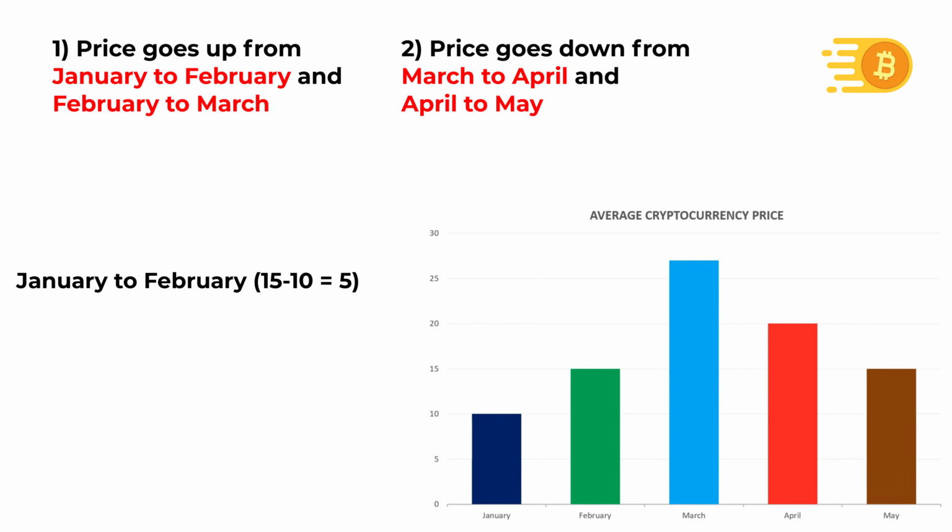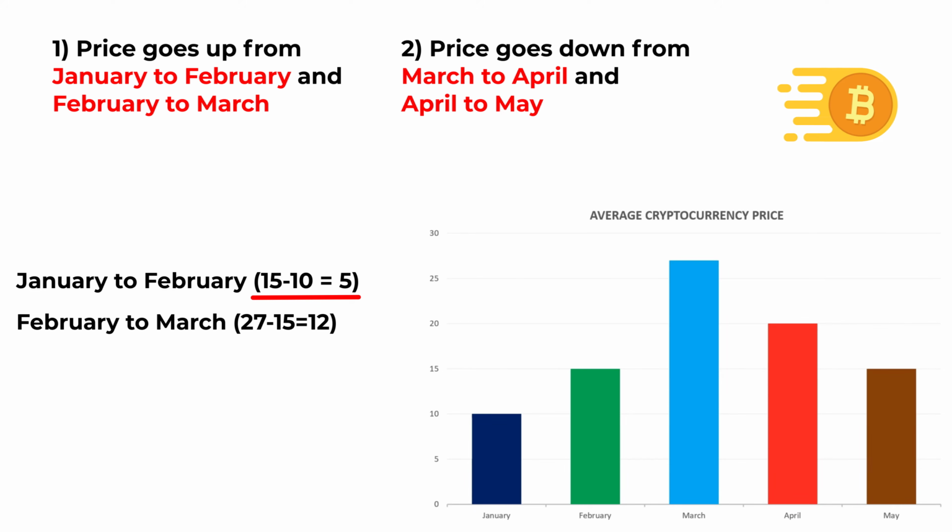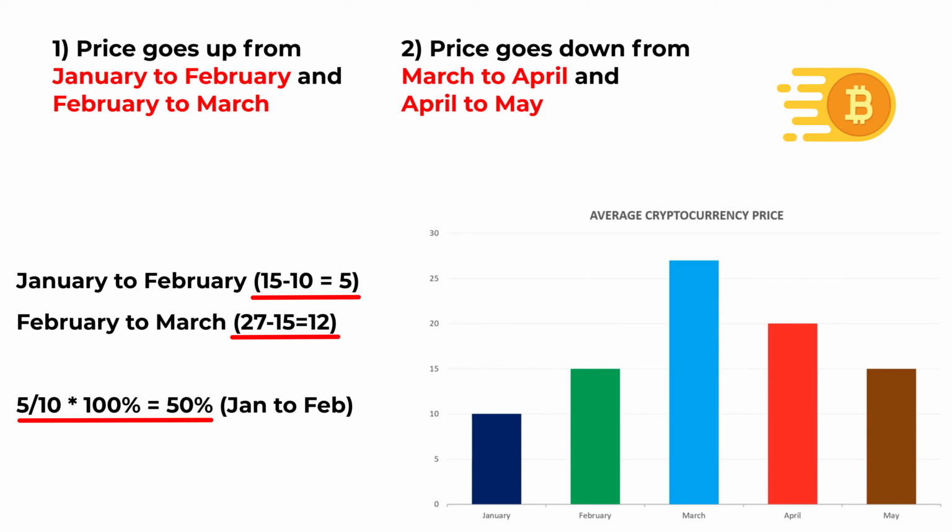So the difference is 15 minus 10 equals 5. Between February and March, price went up from $15 to $27. So the price increase is calculated by subtracting 15 from 27, and the result is 12. Let's calculate the percentage increase. Between January and February, price increased by 50%. This is calculated by dividing 5 by 10 and multiplying by 100%. The end result of this is 50%.